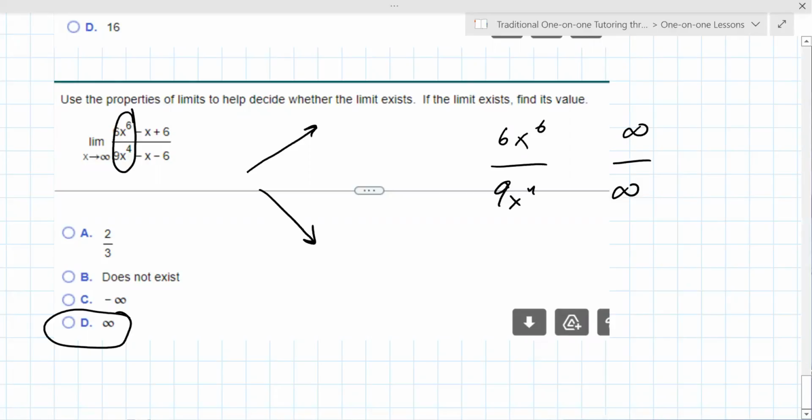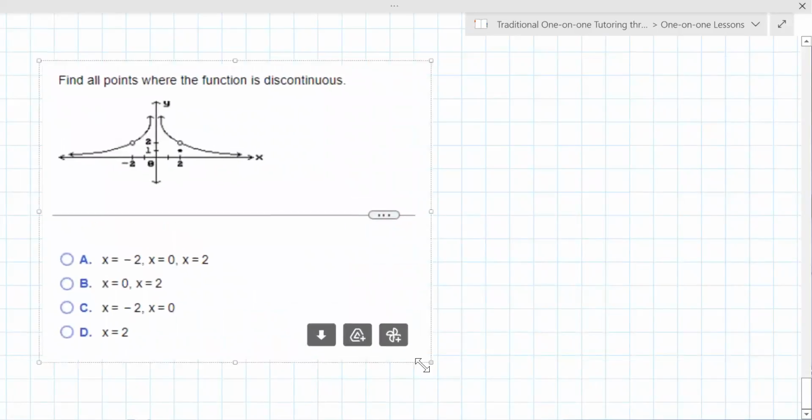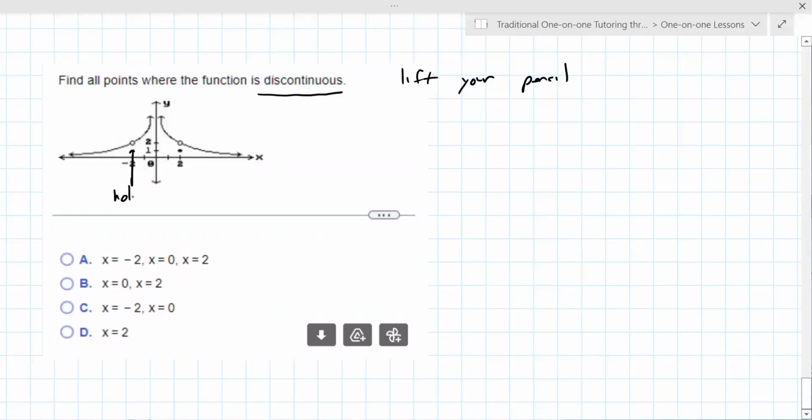Here we go, another question. 14 is about discontinuity. It says find all points where the function is discontinuous. That means you would have to lift your pencil when drawing it. You can see at -2 there's a hole, at +2 there's a hole, and at x equals 0 there's a vertical asymptote. So it's those three places: -2, 0, and +2.